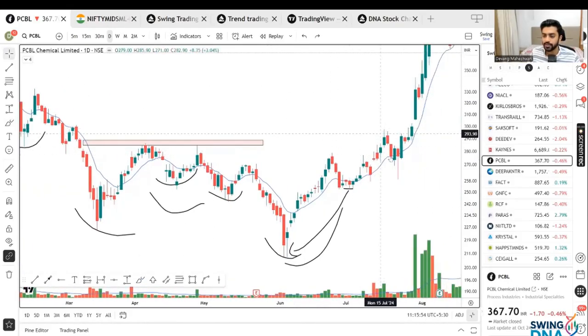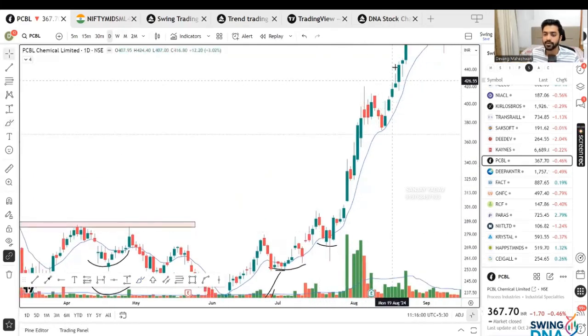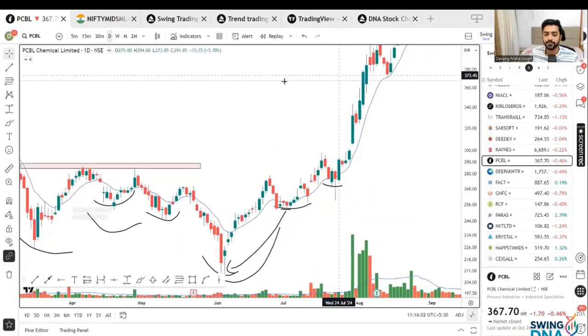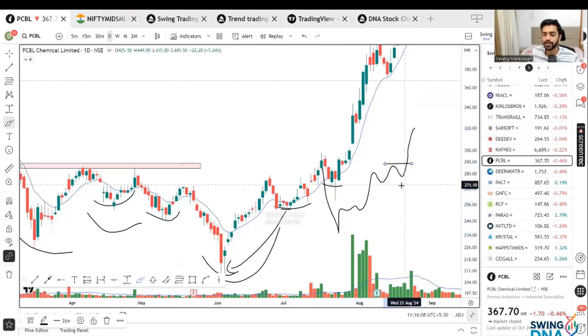Here it did one kind of shakeout. It's again a higher low up here, and then it moved. If this had been a lower low, like this one, then you would wait for some right side or very tight action before the breakout.